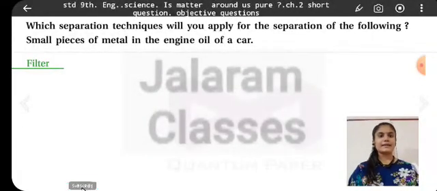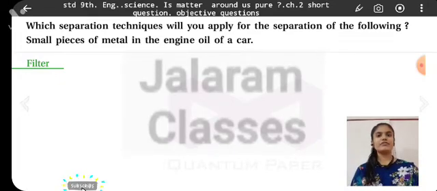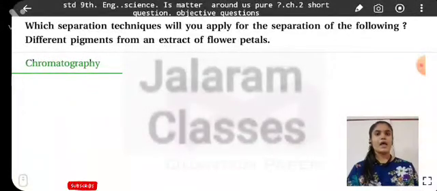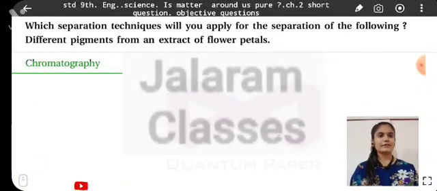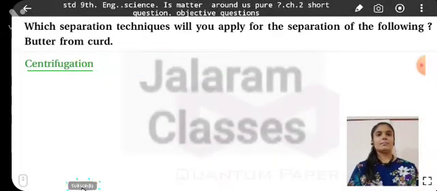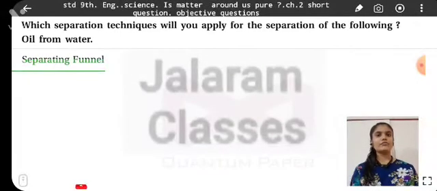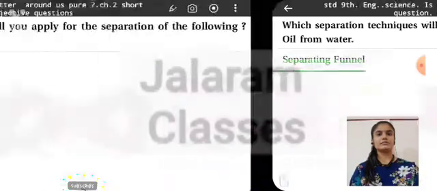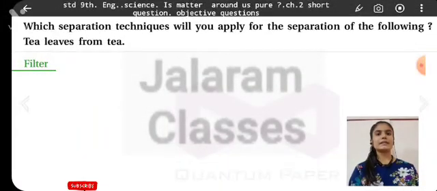Which separation techniques will you apply for the separation of the following? Small pieces of metal in the engine oil of a car. Filter. Which separation techniques will you apply for the separation of the following? Different pigments from an extract of flower petal. Chromatography. Butter from curd. Centrifugation. Oil from water. Separating funnel. Tea leaves from tea.